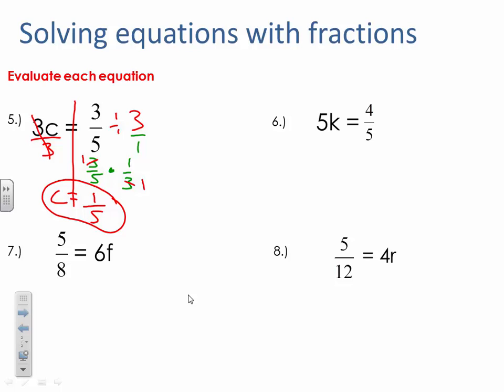Now we did this one in class. Just a quick substitution here to check. If we substitute back in here, 3 times 1/5, 3 times 1 gets us 3, 1 times 5 gets us 5. That's kind of an easy check telling us that yes, of course, we are correct.